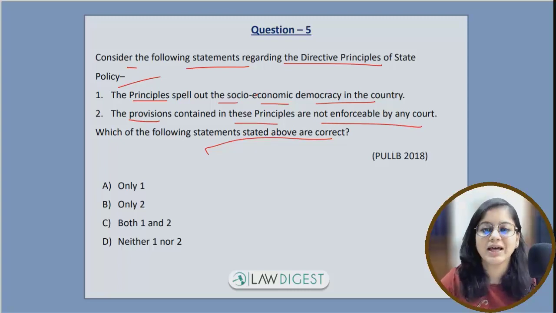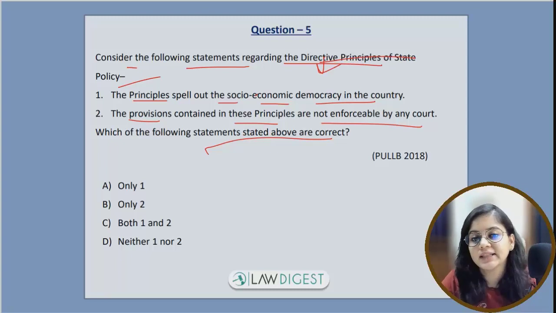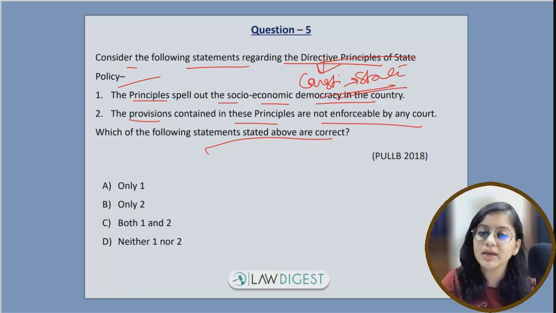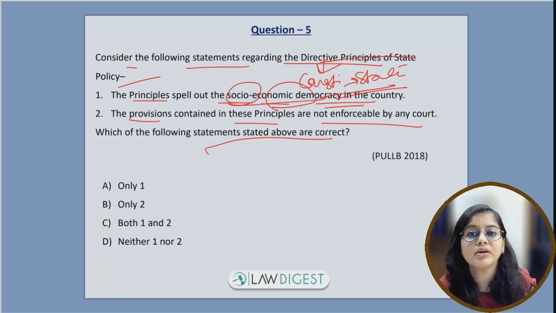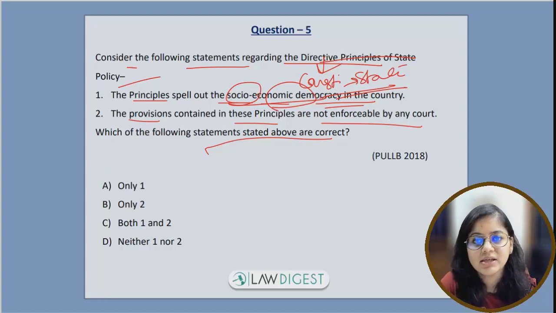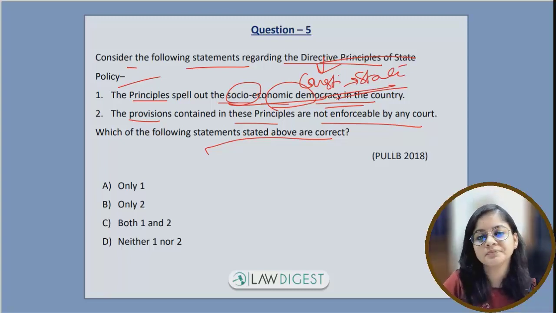So if you will see the directive principles of state policy, they are basically what? They are directions that the constitution gives to the state that policy making के time पे state को ये directions follow करनी है. अब ये जो directions हैं they do relate to socio-economic democracy in the country. The directive principles have been categorized into different categories जहाँ पे वो society, social issues, economy, finance related ये सारी चीज़ों के बारे में बात करते हैं.